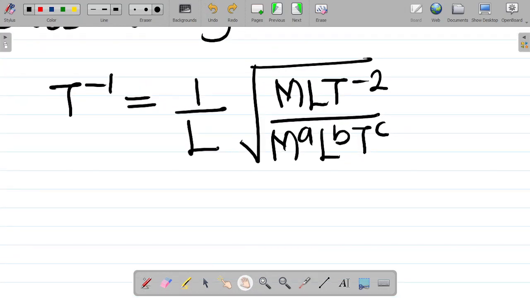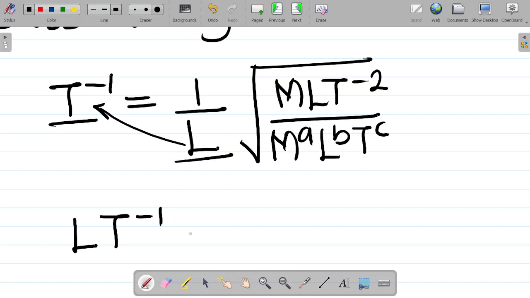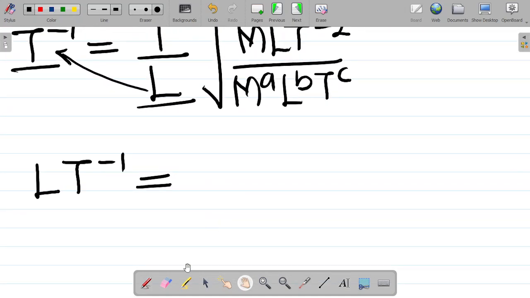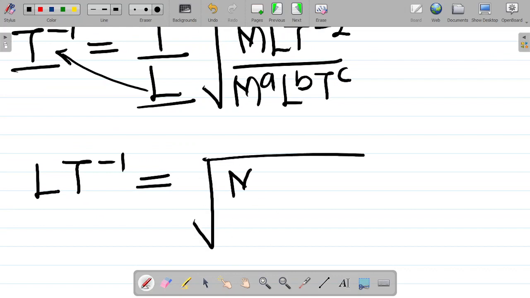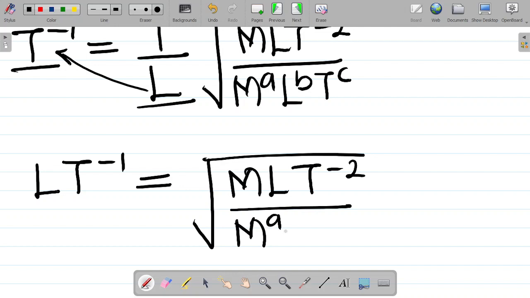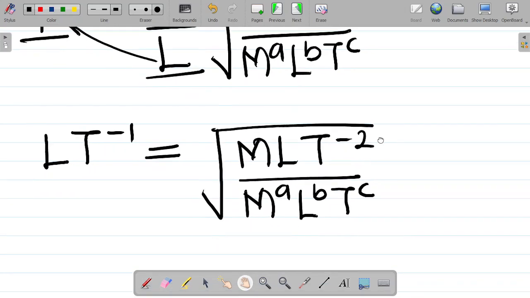That's in saying that this L can come up here, and that becomes T to the power minus 1 times L. Now, don't forget it's an MLT system, so L comes first. So I'll take L first. Okay, so this L and then T to the power minus 1 is equal to the square root of MLT to the power minus 2 all over M to the power a, L to the power b, T to the power c. I have this.